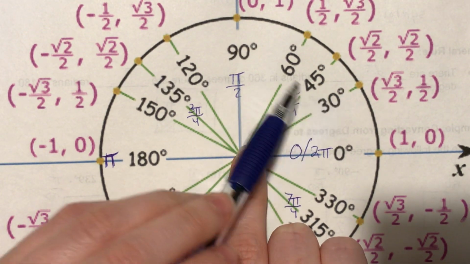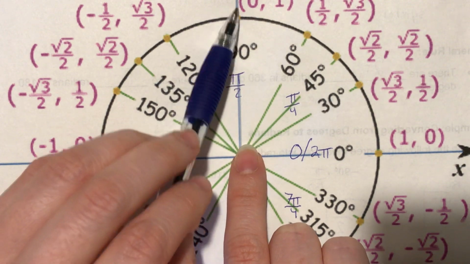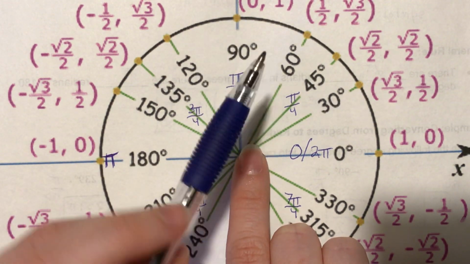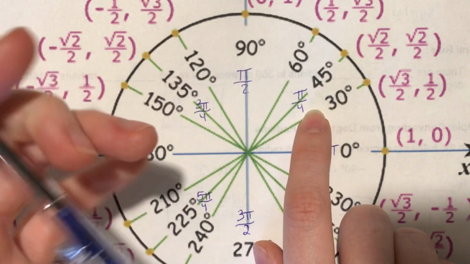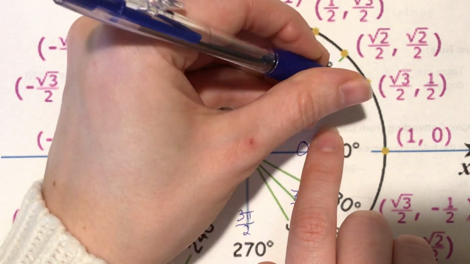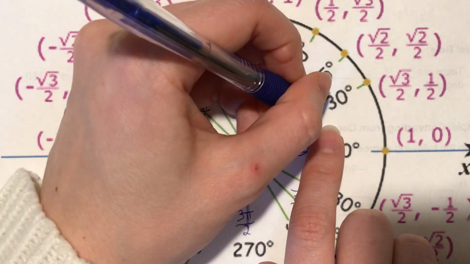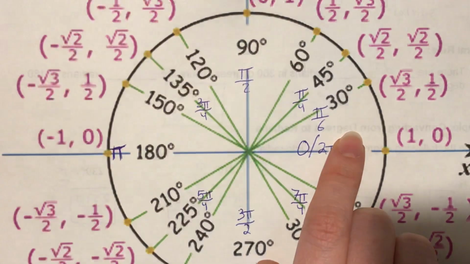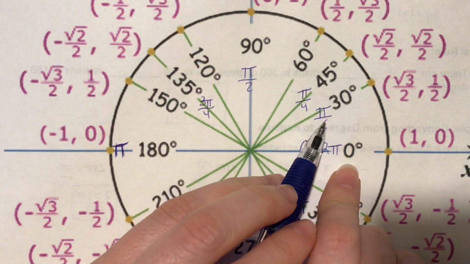Okay, and we have to split it into groups of 3, right? There's 3 sets of 30 degrees in 90 degrees. So if this is 1/2 pi, then pi over 6 is 30 degrees. 1/6 pi is 30. So pi over 6, and then we can continue that thread counting by pi over 6's.